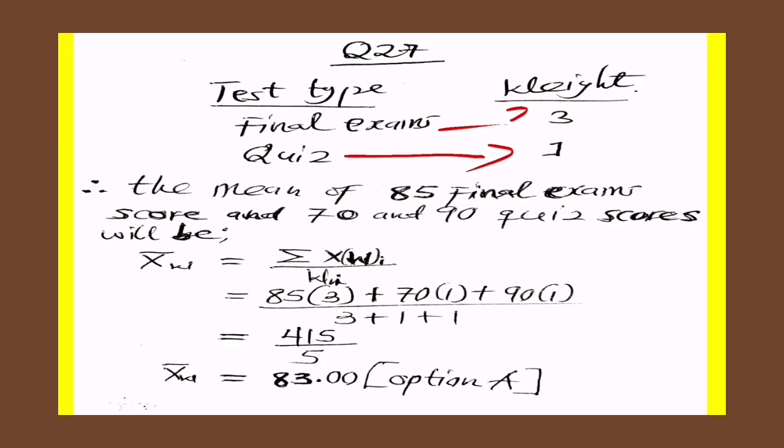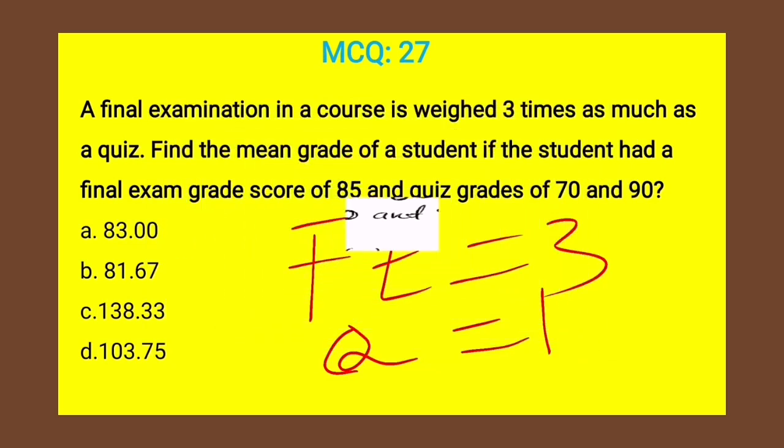So the total weight is 5. After manipulating the numerator, you get 415, and then divide by 5. You should be able to get option A, which is 83.00, as the mean grade in that case. So the answer was A. Let's take note of that.